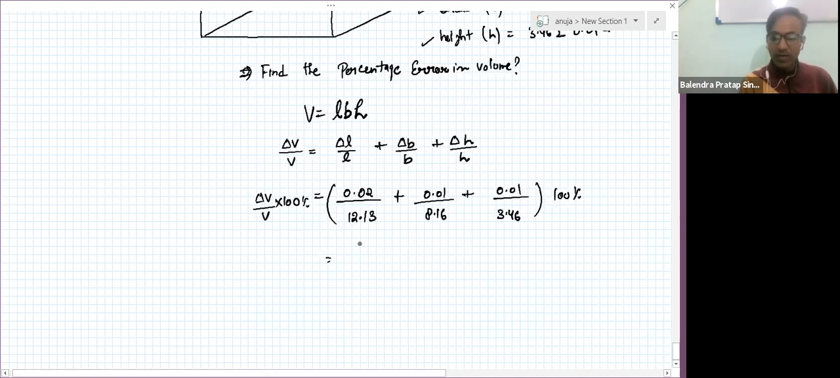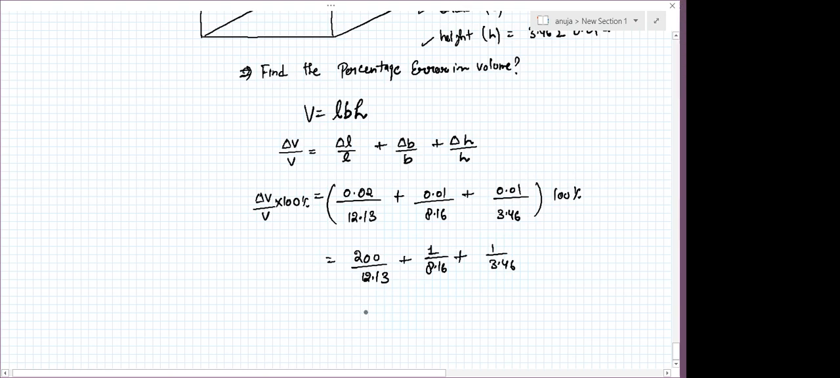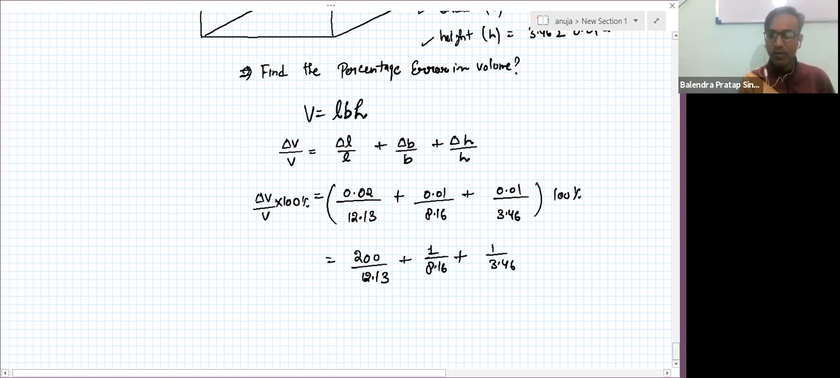So here the first value is like 200 divided by 12.13, plus 1 divided by 8.16, plus 1 divided by 3.46. So try to solve. It's your homework assignment. Try to find the correct answer. Is it clear now, or do you have any trouble? No, sir, it's clear now.